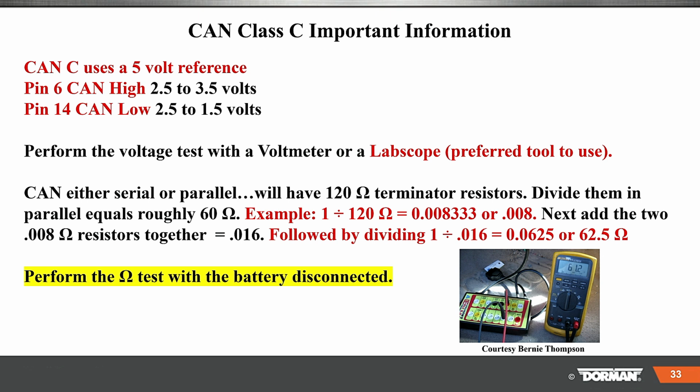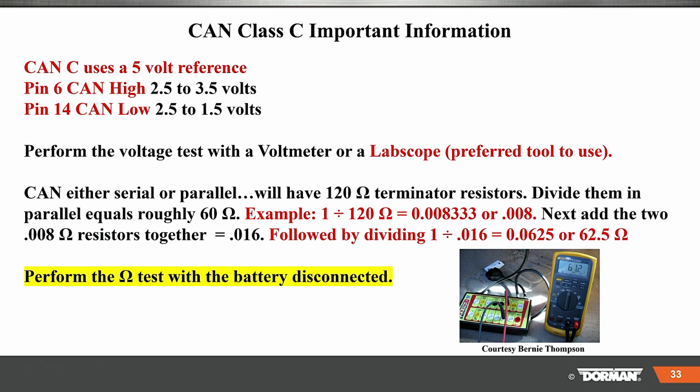But CAN uses a 5 volt reference. So pin 6 is about 2.5 volts to 3.5 volts. Pin 14, and that's CAN high, pin 14, 2.5 to 1.5. Perform voltage with a voltmeter or a Labscope, Labscope preferably. CAN either serial or parallel, and this is important, we'll have 120 ohm terminator resistors.